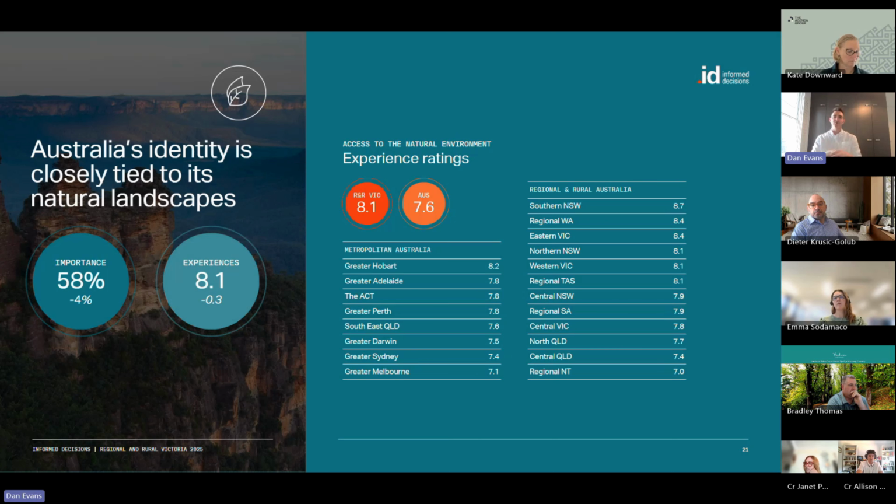Our economy, particularly in regional and rural areas, is deeply connected to place. And our economy is evolving through energy transition as well, which is a big challenge for regional and rural Victorians, and I'll speak to that in a minute. Regional and rural Victorians rate their local area an average of 8.1 out of 10, a great outcome compared to the average Australian of 7.6 out of 10.